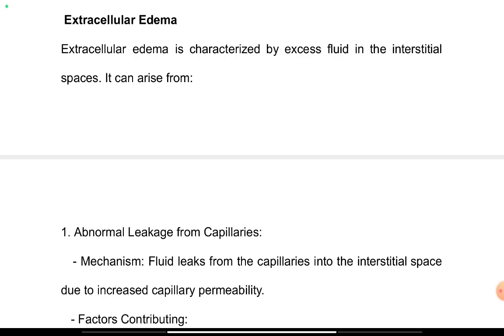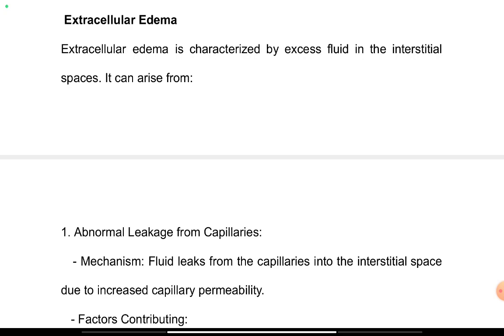So in any condition that can result in low production of these proteins, that will translate to low blood colloid oncotic pressure, and that will lead to unopposed action of what? Hydrostatic pressure. So hydrostatic pressure is pushing out fluid, and the force that is responsible for pulling fluid into the intravascular space is lost. So there's unopposed action of what? Unopposed action of hydrostatic pressure. In that case, that will lead to edema.